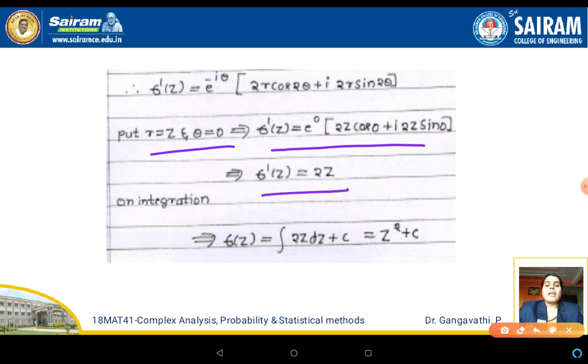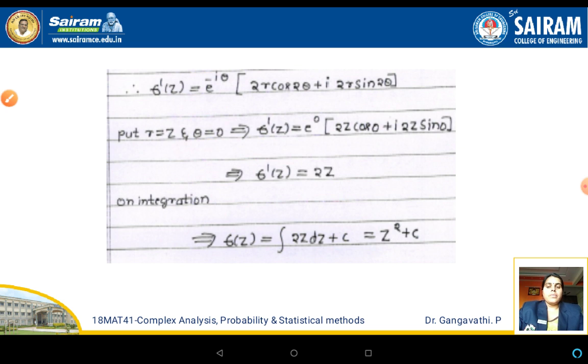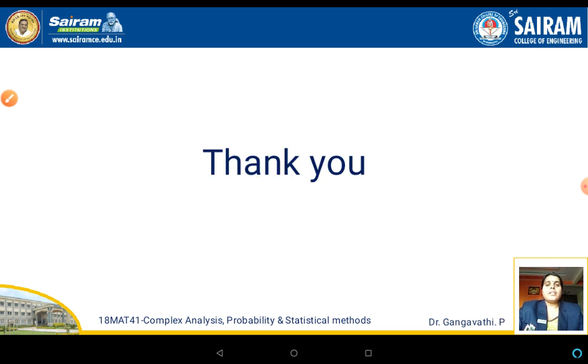But we need to find f of z. So integrate it. On integration we get z square plus c. It was asked to find the analytic function alone, so we have done that. So this is how you need to work out the problems based on the category and what has been asked you to find. So thank you.